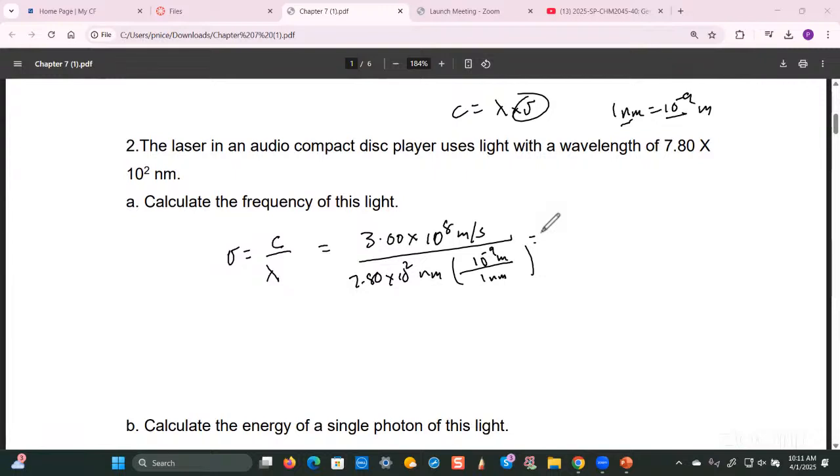Right? So let's see here. 3 times 10 to the 8 divided by 7.8 times 10 to the 2 times 1 times 10 to the minus 9. And then according to my calculations, and please correct me if I'm wrong, I got, rounded off to 3 sig figs, 3.85 times 10 to the 14. And the answer would be in hertz or seconds to the minus 1.